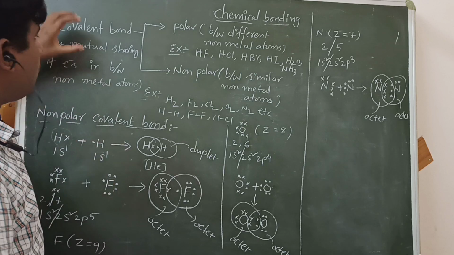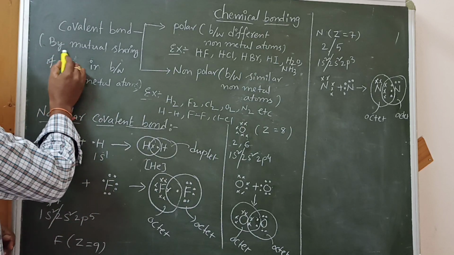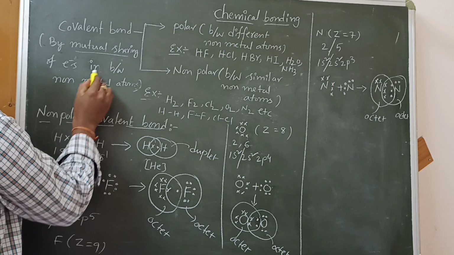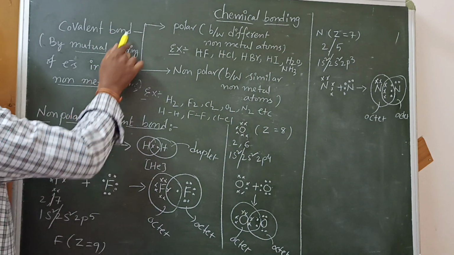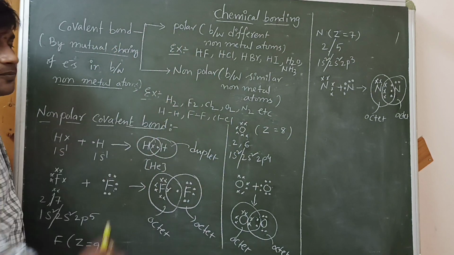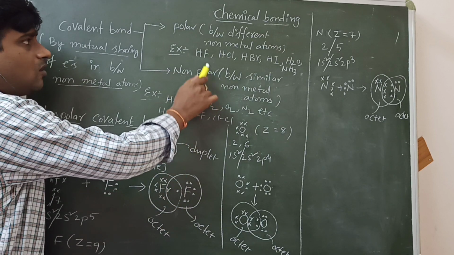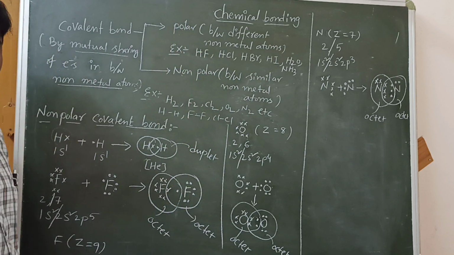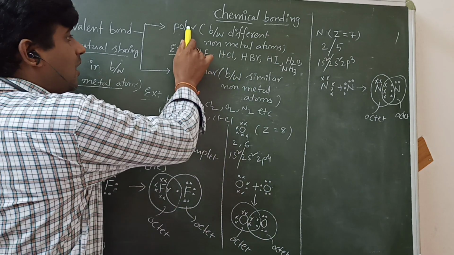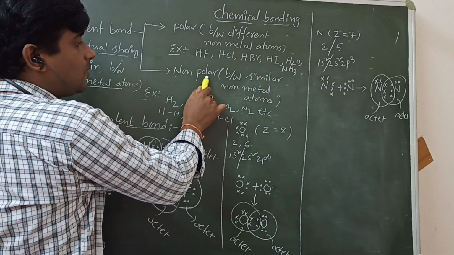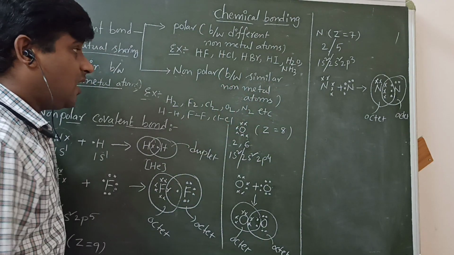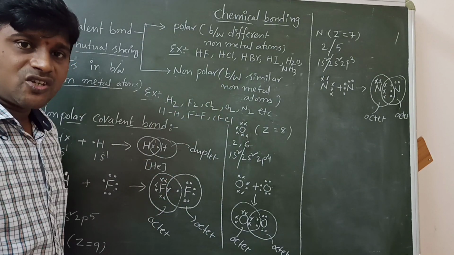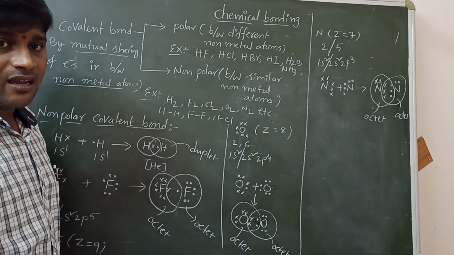Here the covalent bond is formed by mutual sharing of electrons between non-metal atoms. Covalent bonds are divided into two types: one is a non-polar covalent bond and the other is a polar covalent bond. What is the main difference here? A non-polar covalent bond is formed between similar non-metal atoms. That means these two non-metal atoms share electrons equally.